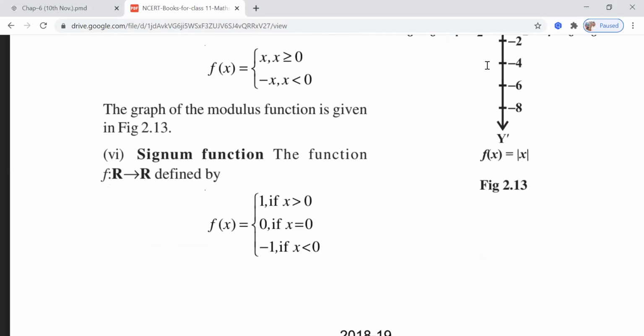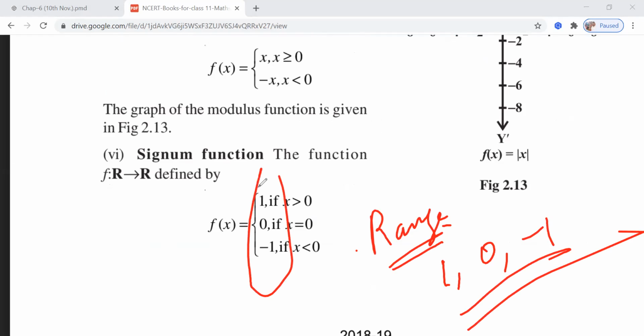So signum function. First time you'll be hearing about the signum function. The range of signum function, this is an entrance question. The range of signum function is what? 1, 0, -1. This they can ask in an entrance question. Not IIT level, but for the CET level. There is no need to worry for NEET. Fine. This you have to just keep in your head.